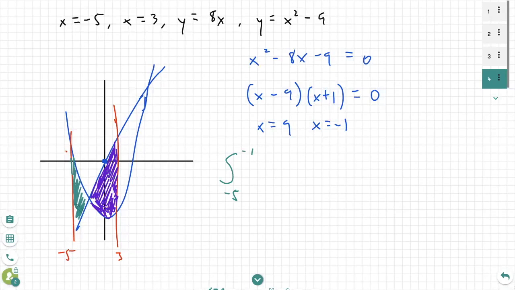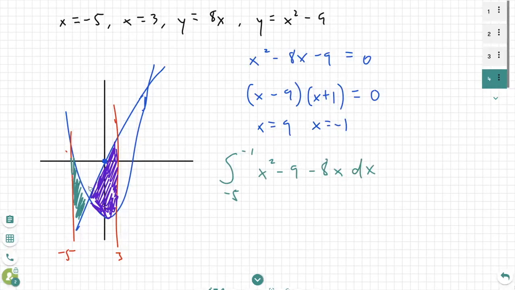Okay, so for the green integral, -5 to -1. What do you plug in here? Don't you have to do the 8x minus the x squared minus 9? You have to do top minus bottom. So if you look at the green area, which function's on top? Oh, the x squared minus 9. Yeah, so that comes first, and then what do you do? Then minus 8x.